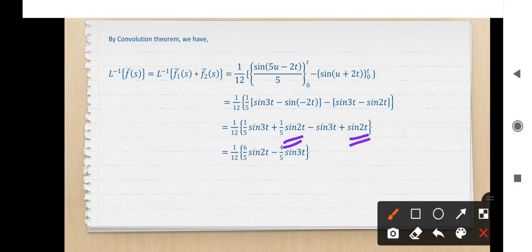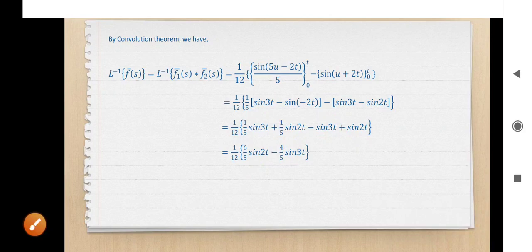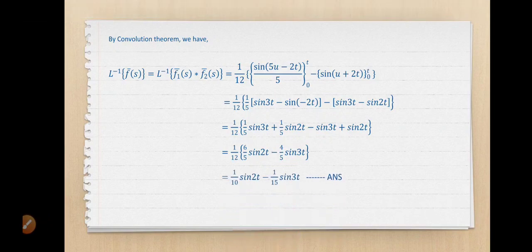This term is positive, so it is considered first, and 1 upon 5u sine 3t minus sine 3t gives us minus 4 by 5u sine 3t. Now multiplying the constant terms 6 by 5u and 4 by 5u by the constant multiplier 1 by 12, we get the most simplified answer as 1 upon 10 sine 2t minus 1 upon 15 sine 3t. So this is your required answer as inverse LT of the given function of s.